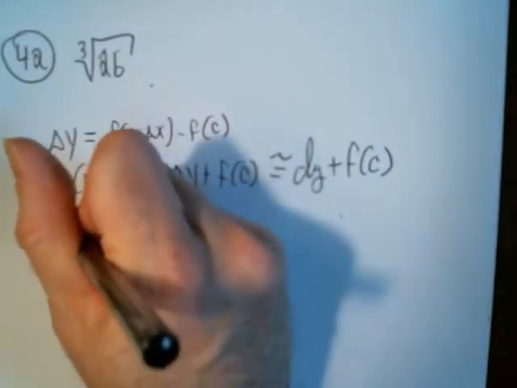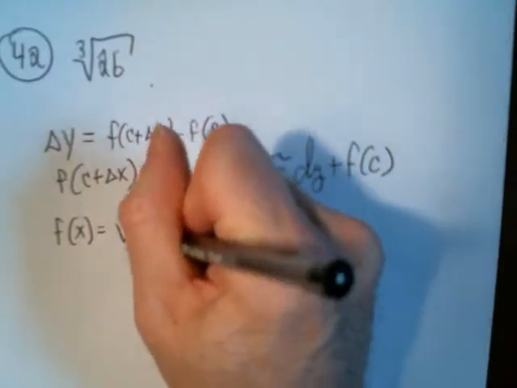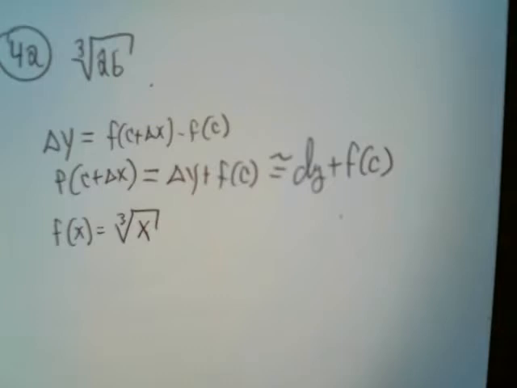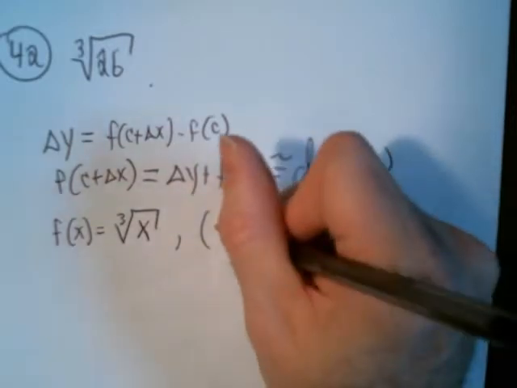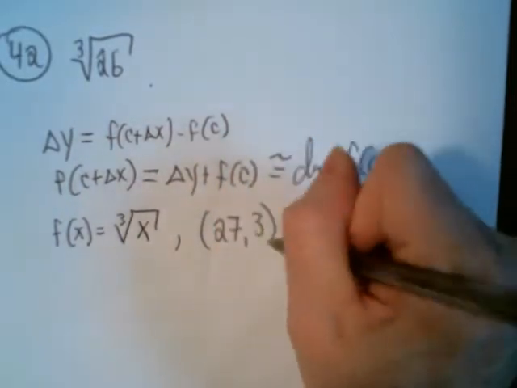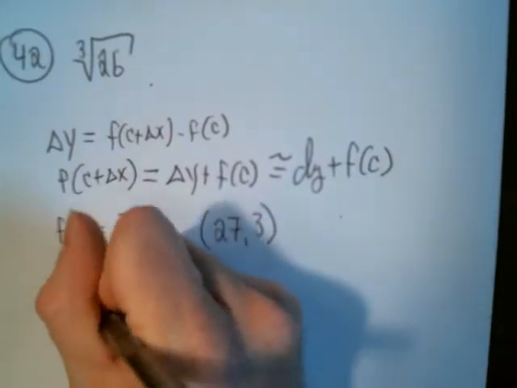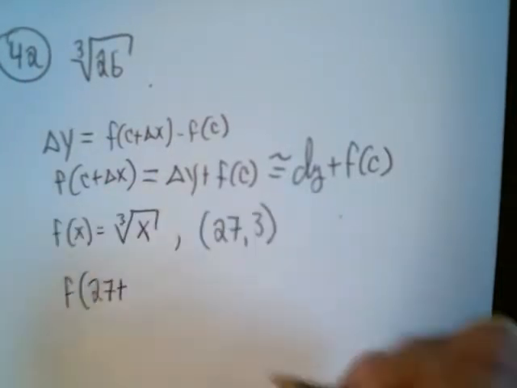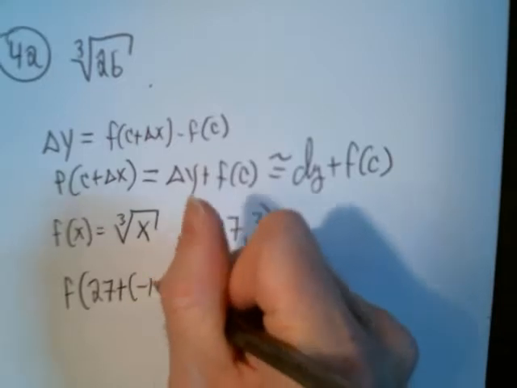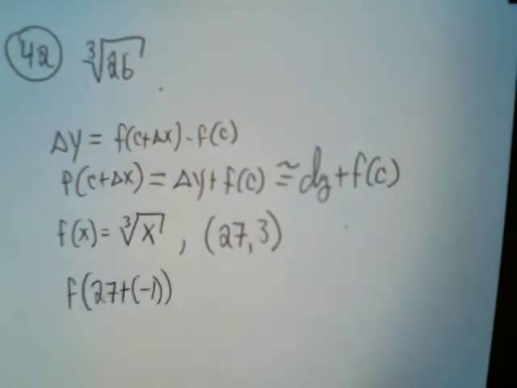We first are going to note what is our f of x. And of course, that's going to be the cube root of x. We want to center it at a value that we know how to evaluate. So in particular, we want to center it at the point 27, comma 3, because the cube root of 27 is 3. Then we're going to say f of our c value, 27, plus our change in x, which in this case will have to be -1, because that'll give us positive 26, which is what we're trying to figure out.